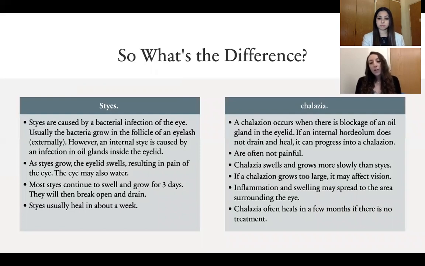A chalazion, on the other hand, occurs when there is blockage of an oil gland in the eyelid. If an internal stye does not drain and heal, it can progress into a chalazion. And it's oftentimes not painful, and it can grow too large. If it grows too large, it may affect eye vision. Inflammation and swelling may spread to the area surrounding the eye, and it often heals in a few months if there's no treatment.